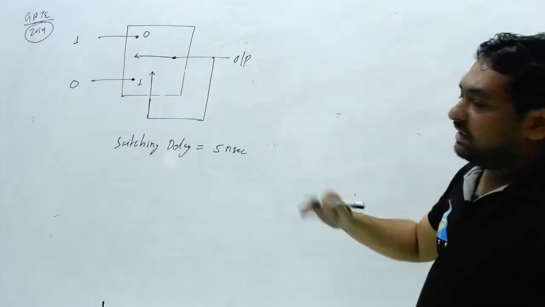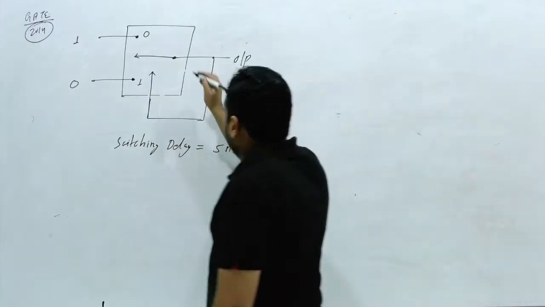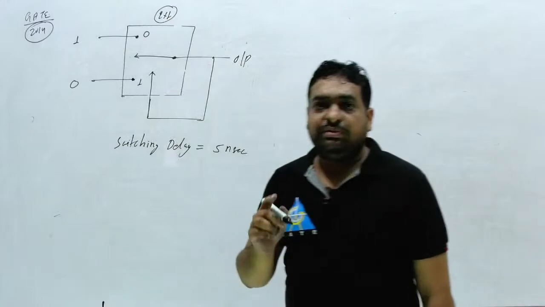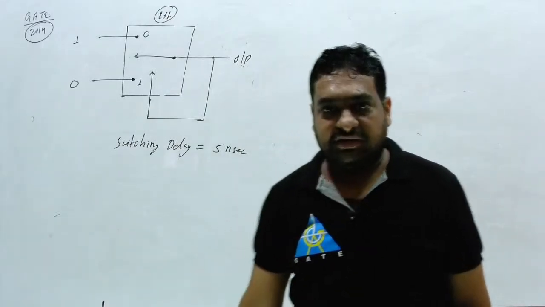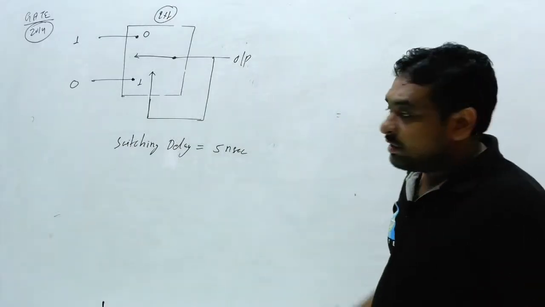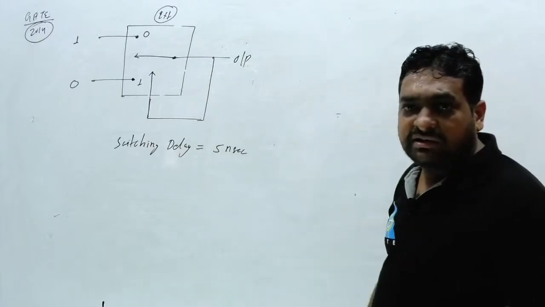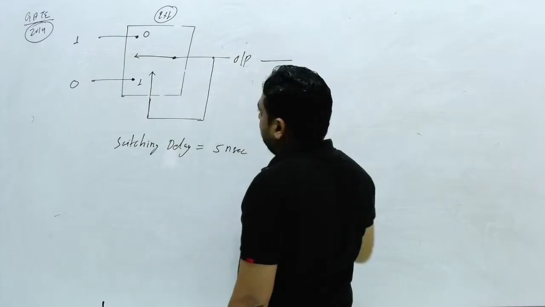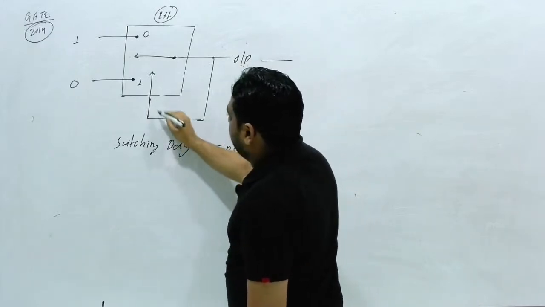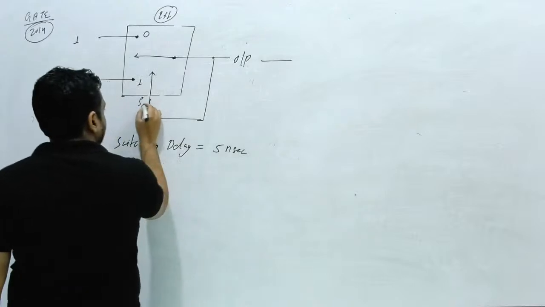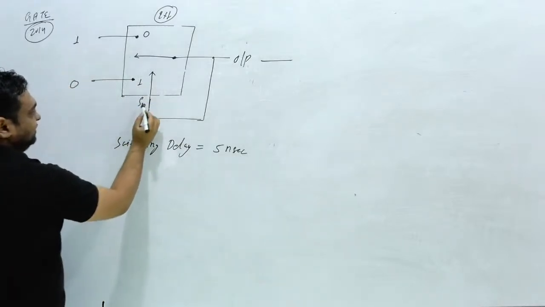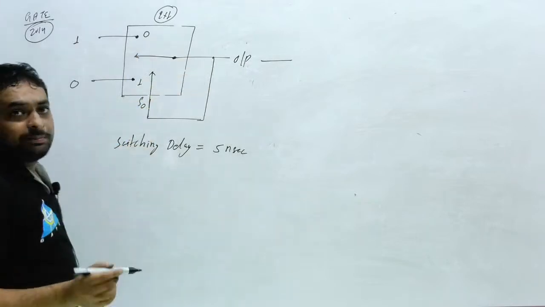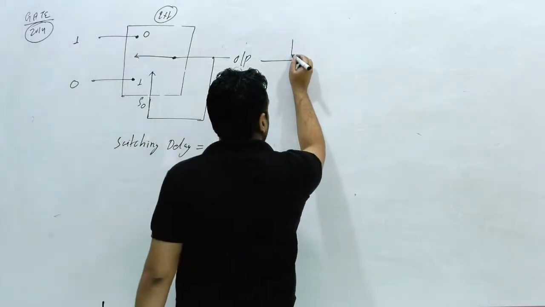Clear? This is nothing but a 2 cross 1 multiplexer, and you have designed it with a switch. You can say this is an analog multiplexer, not a digital multiplexer. Only a switch is present inside the multiplexer. Now consider the output initially 0. This is the selection line. When this is 0, this line will be selected, and the output will be 1.